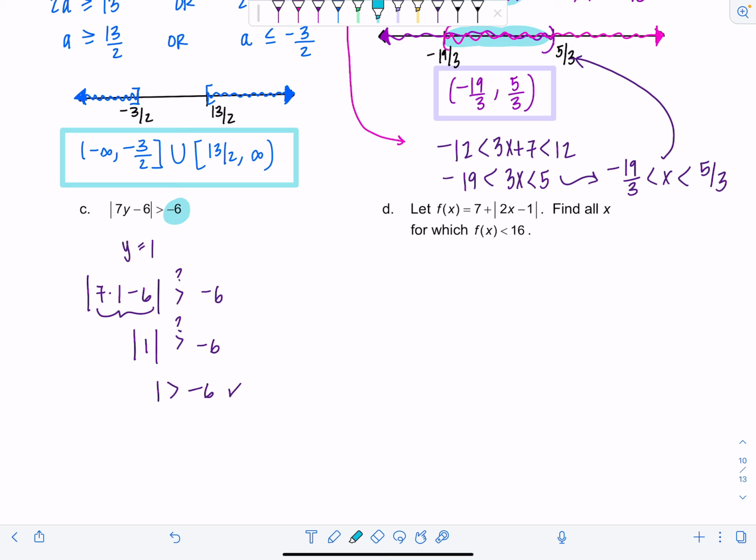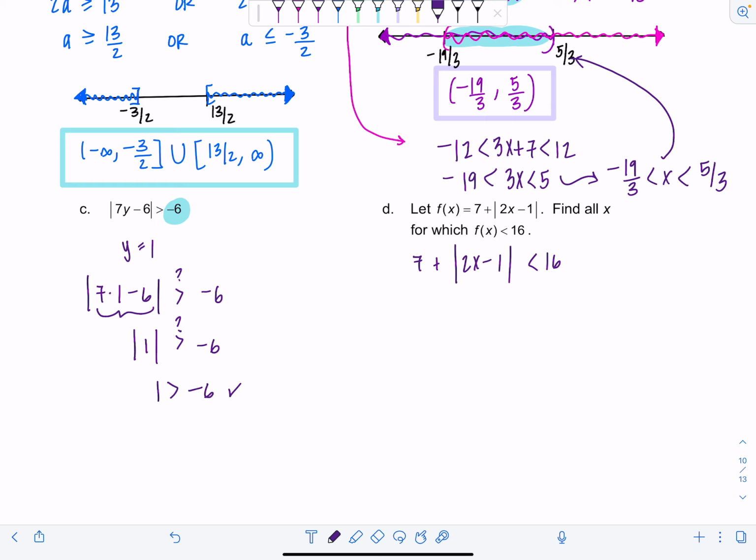Last one, example D. Let f of x equal 7 plus the absolute value of 2x minus 1. Find all x for which f of x is less than 16. So I'll set it up. They want f of x, which is 7 plus absolute value 2x minus 1, is less than 16. Why don't you guys pause the video, try to solve this on your own, and then we'll go over the answer in a hot second, okay?